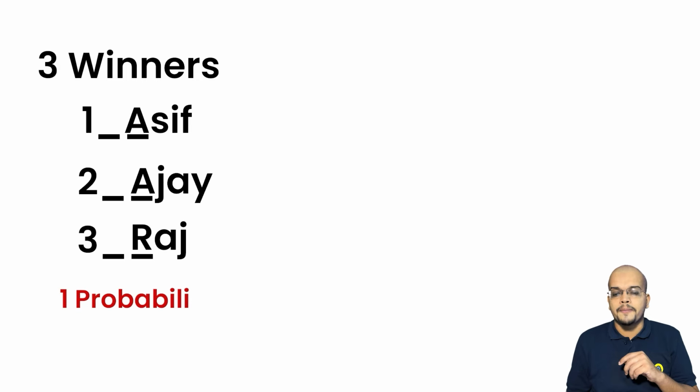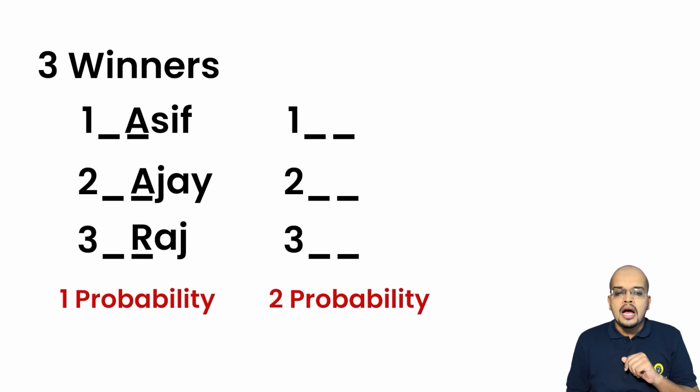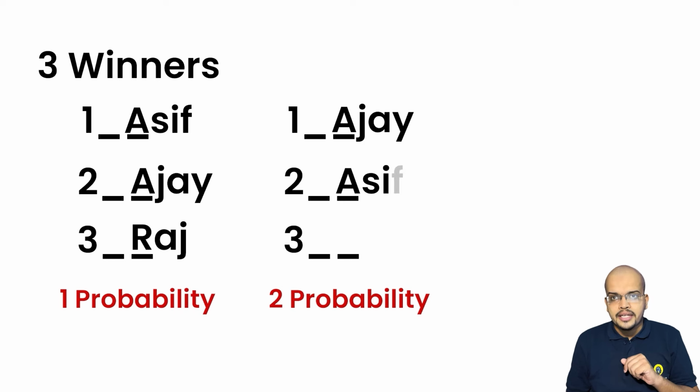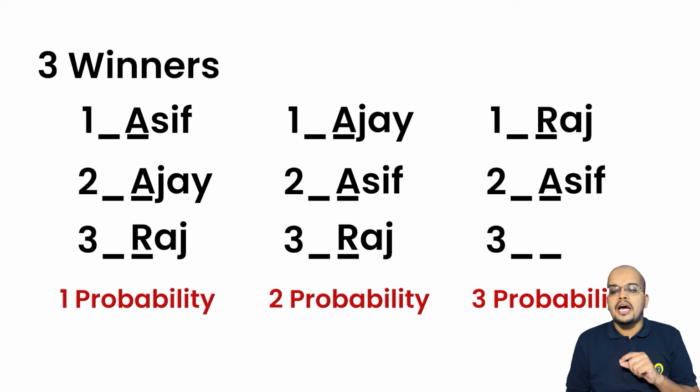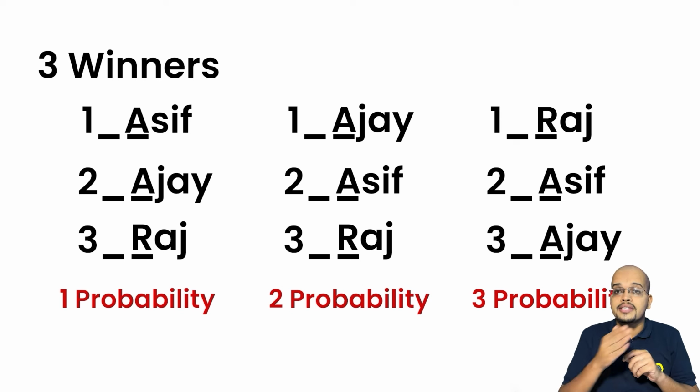This is the first possibility. Now let us consider the second possibility. Ajay might get the first place, Asif might get the second place and Raj might get the third place. This is the second possibility. Now what is another possibility? Raj might get the first place, Asif might get the second place, and Ajay might get the third place. So here we have 6 different ways for these 3 winners.